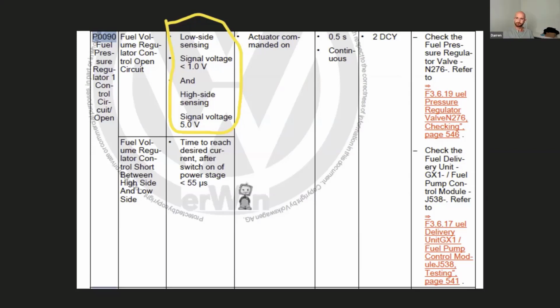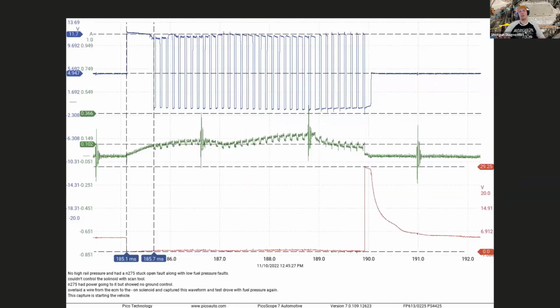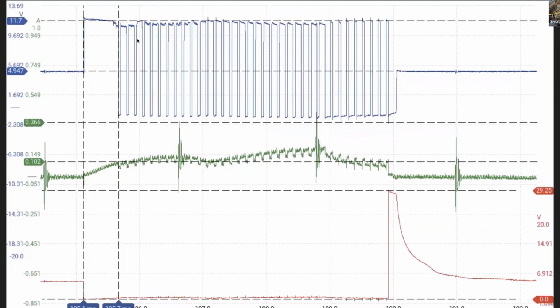Yeah. So he didn't catch it in the act, which was unfortunate. Like I said, overlay harness is what fixed it. Here's the waveform after it's fixed. This is running. Essentially, we've got ground control on the bottom here because you can see it's dropping and pulling it to ground and staying on ground on the negative controlled modulated side. And then the blue at the top is the positive modulated side.